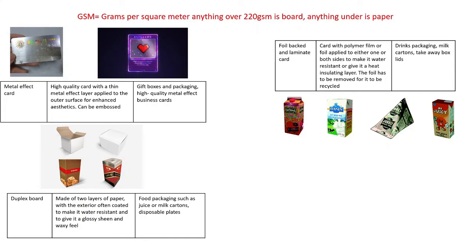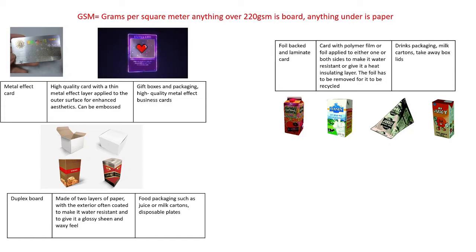Then down at the bottom, we've got duplex board. The duplex board is made of 2 layers of paper, where the outside one is more water resistant to give it a glossy look and a bit of a waxy feel. That makes it quite difficult to recycle. It's used quite a lot in things like food packaging, like juice cartons. If you get your milk out of cartons, I suppose, or bottles, those types of things. So it's waterproof. You can print on it, so it's really good. But yeah, because you've got the waxy sort of glossy thing, it makes it a bit more difficult to recycle.